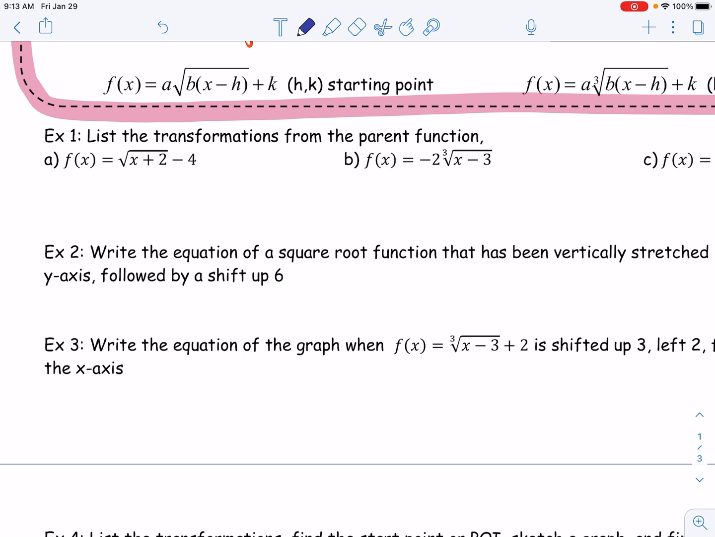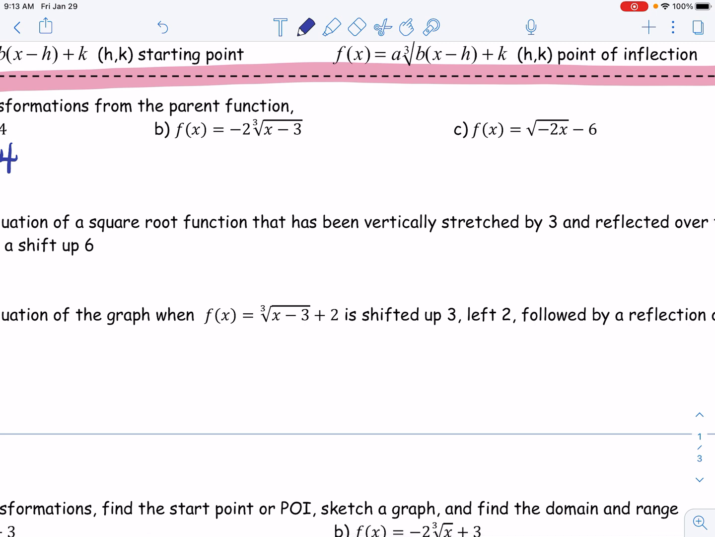So this first one, our parent function is the square root. And all it looks like it's been doing is it has been shifted to the left 2 from this positive 2. Even though it's not inside the parentheses, all of it is underneath that radical. Okay, so that's what you're looking for there. And that negative 4 is on the outside, so that means it went down 4. And that is it.